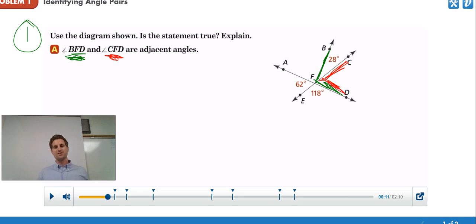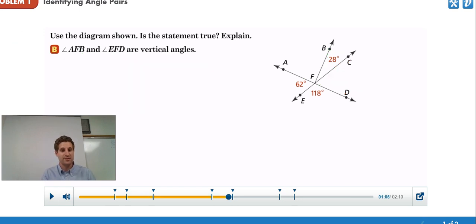So are those two angles adjacent? Well, they look really close to each other. Adjacent, a lot of times we mean right next to each other. But a part of our definition said they can't have the same point inside both angles. You notice if I put a point right here, it's inside of both angles. So these are not adjacent angles. So is this statement true? It is actually false. Okay, let's look at our next part.